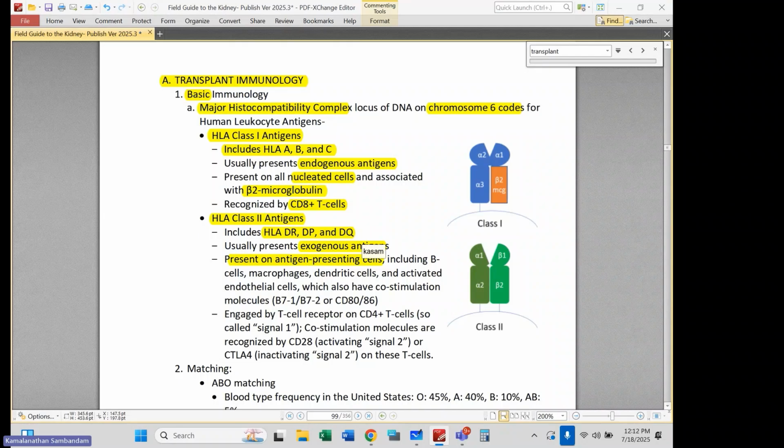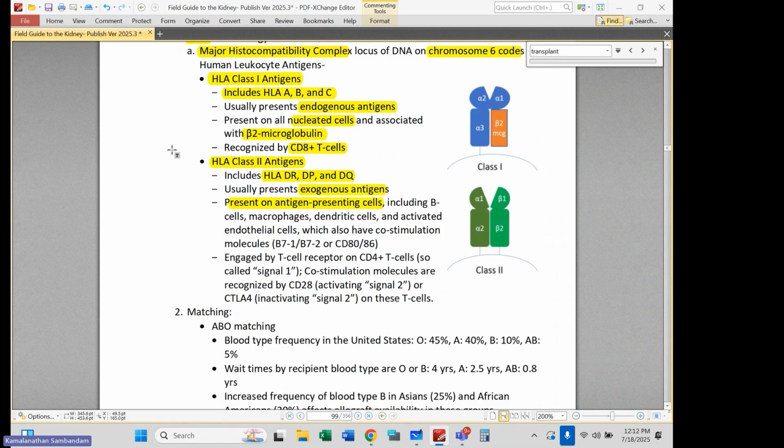okay? So again, class 2 molecules are present on professional antigen-presenting cells. I've enumerated several of those, okay? Even endothelial cells that are injured, so-called activated endothelial cells, also can express class 2 molecules, and that is why you can destroy an allograft, which is expressing class 2 molecules that are incompatible with the host, okay?